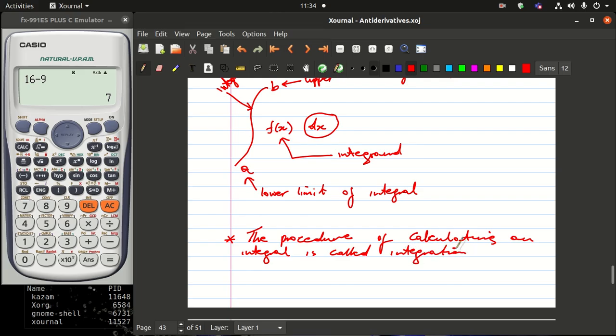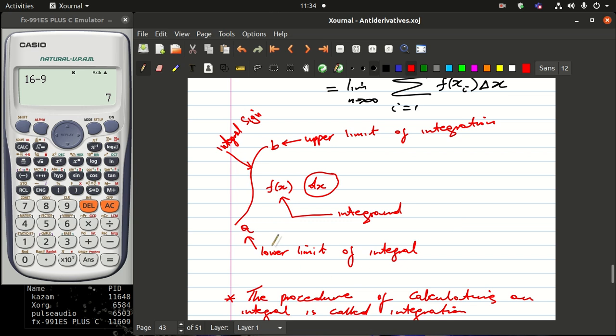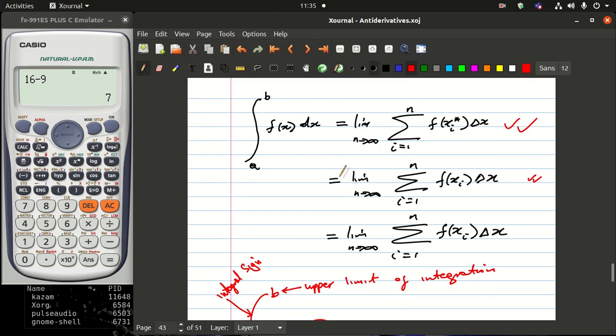integration. So basically, this whole thing here, we just say the integral. It is an integral, but this one's an integral sign. This one is the upper limit of the integration. This one's a lower limit. Integrand. This one is giving us the value. The process that we have to go through to actually find the value of this integral is integration. So that is all there is to it.